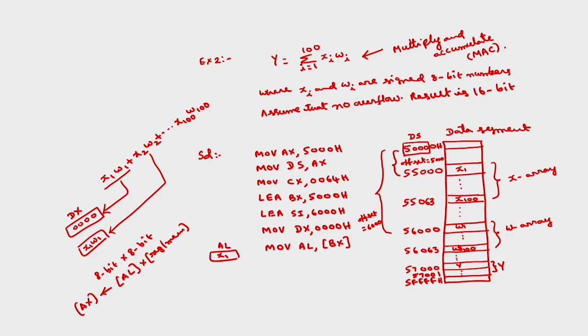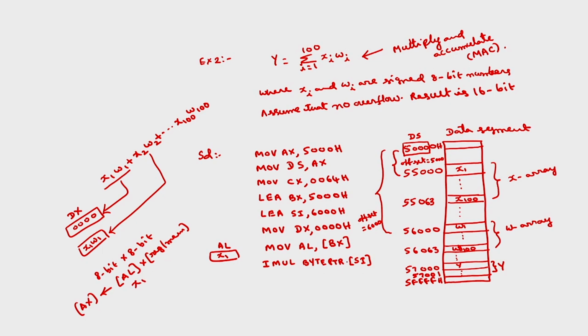So here I am going to multiply: IMUL byte PTR contents of SI. So what will be the operation in this particular instruction? This will multiply AL with this memory location. Which memory location? The one whose offset is present in SI. The memory location whose offset is 6000 is W1. So AL is having X1 and this memory is W1.